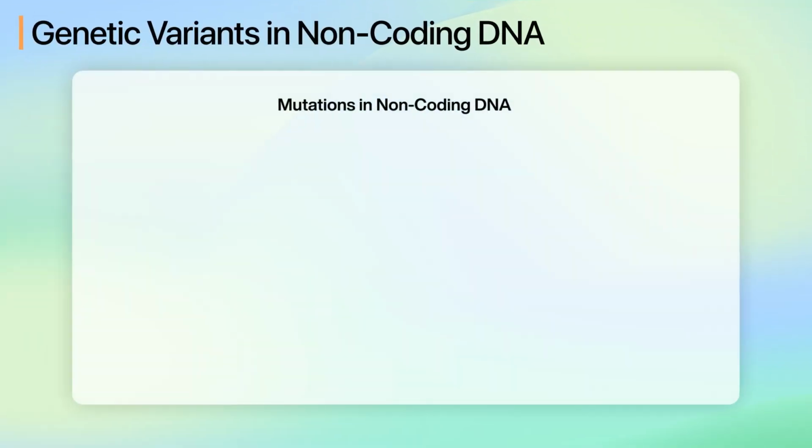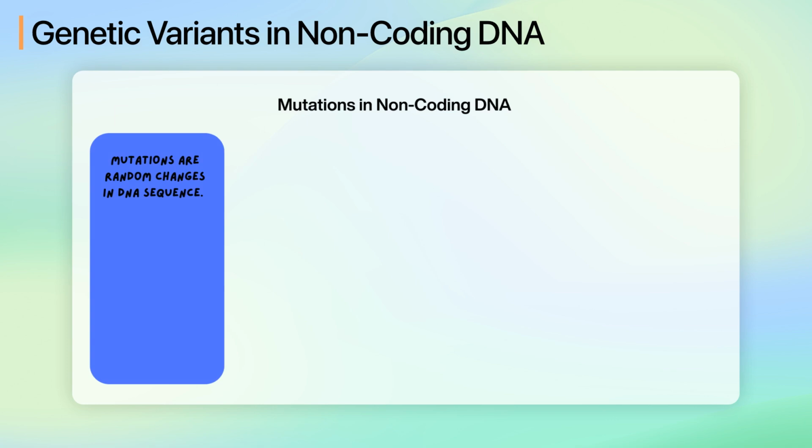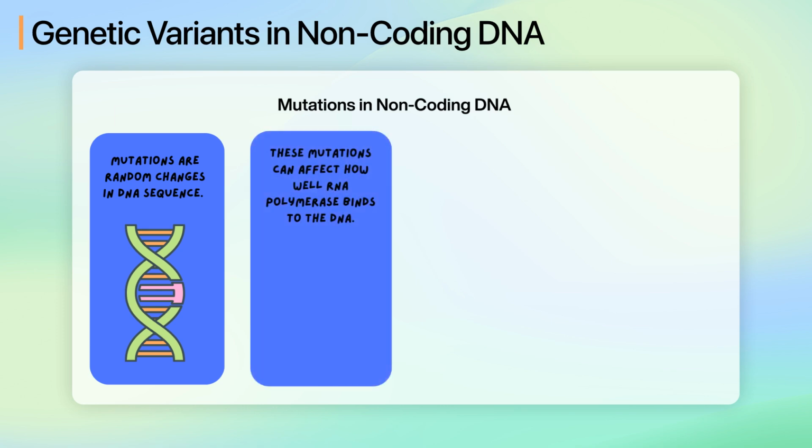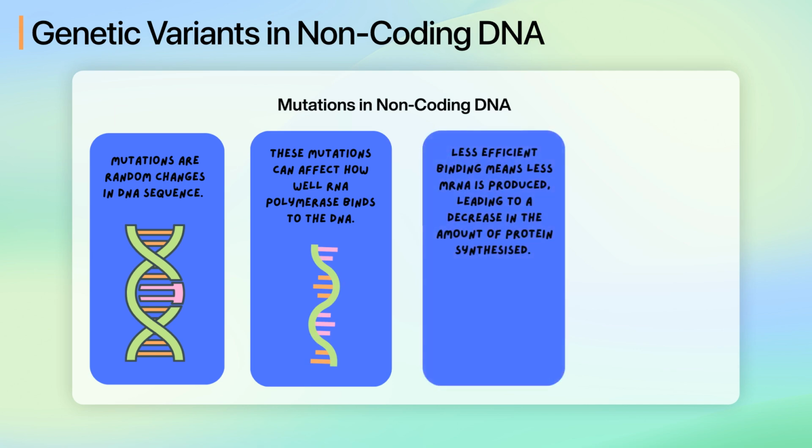Non-coding DNA may not produce proteins directly, but it plays an essential role in regulating gene expression. Here's how mutations in non-coding DNA can influence phenotype. Mutations are random changes in DNA sequence. When these occur in non-coding regions, they create genetic variants. These mutations can affect how well RNA polymerase binds to the DNA. If RNA polymerase binds less effectively, the transcription process becomes less efficient. Less efficient binding means less mRNA is produced, leading to a decrease in the amount of protein synthesized.